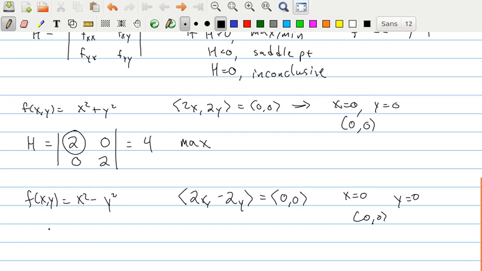If we go through and do the second partials test here, the second partial with respect to x is 2. The mixed partial with respect to x and then y is 0. Y and then x is also 0. The second partial with respect to y is negative 2. We take the determinant here and we get negative 4. And that says this is a saddle point. So that means this is not a max or a minimum.